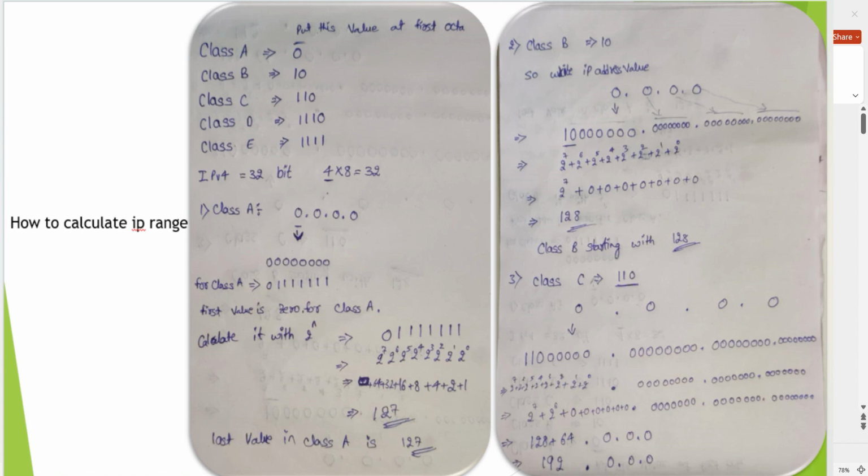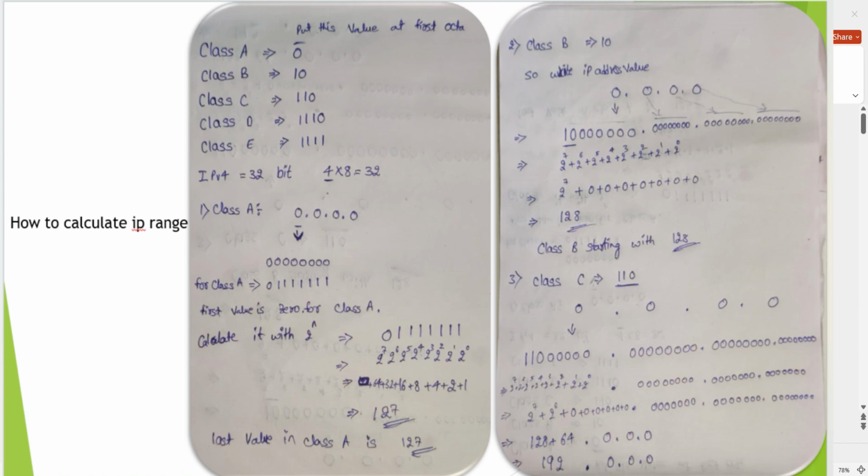You have to consider 2 power 0, 2 power 1, 2 power 2, 2 power 3, 2 power 4, 2 power 5 till 2 power 7. Here we are going to find only 2 power 7, because there is only one value. You can see it here. That's why 2 power 7 is nothing but 128. Class B starts from 128.